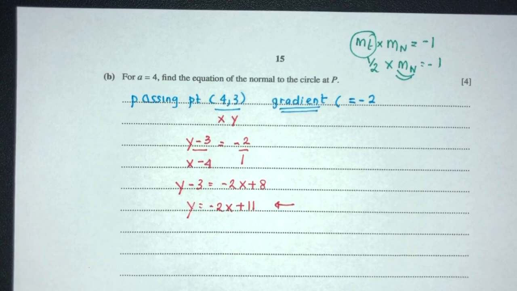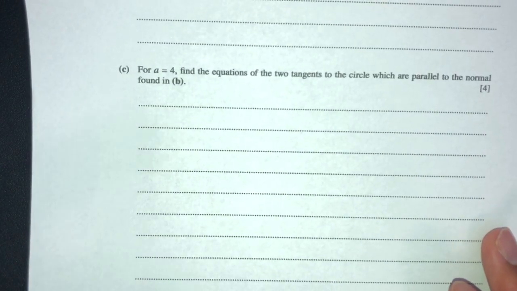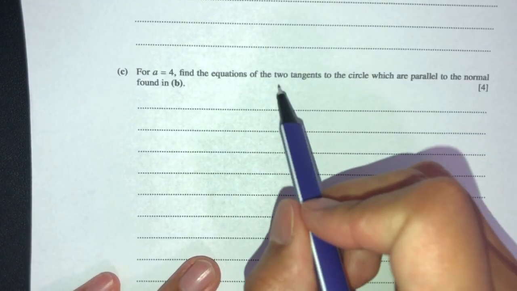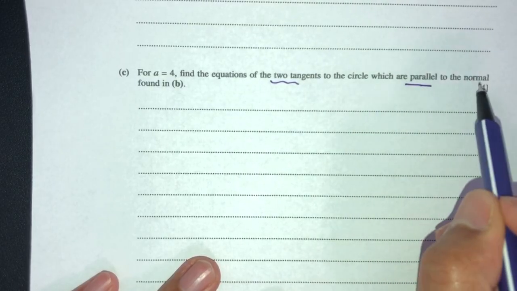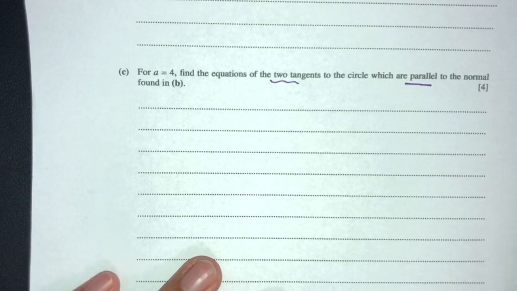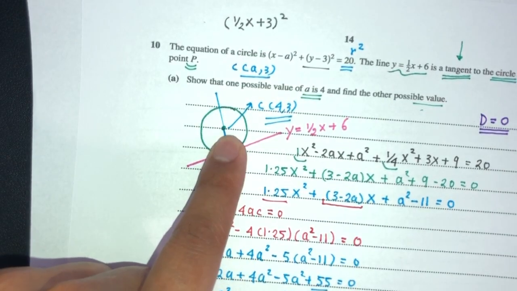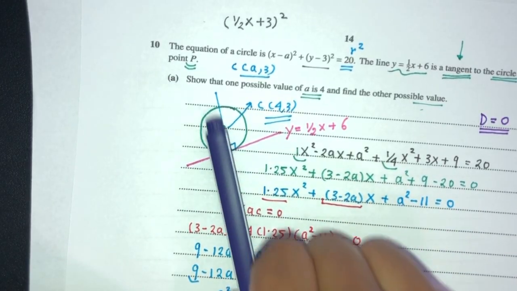Now let's move on to part C of your question. For the same value of a, we are using the same value now. We have to find the equations of the two tangents to the circle which are in the same direction as the normal found in part B. So basically we have this. We understand that the tangents have to be in the same direction as this.